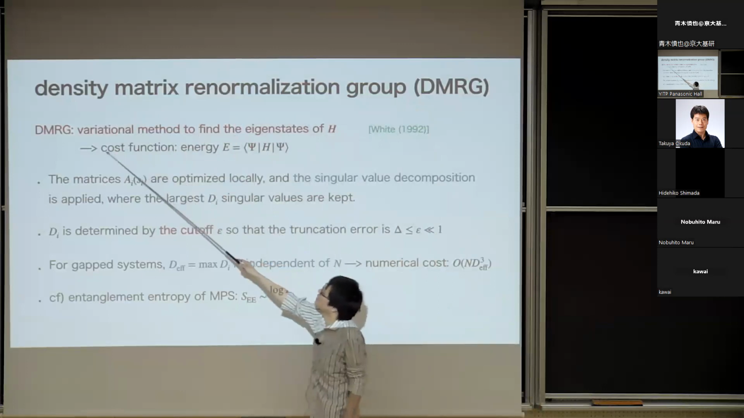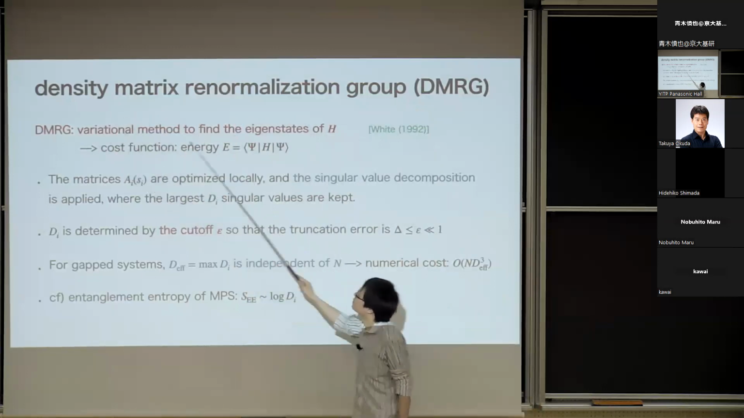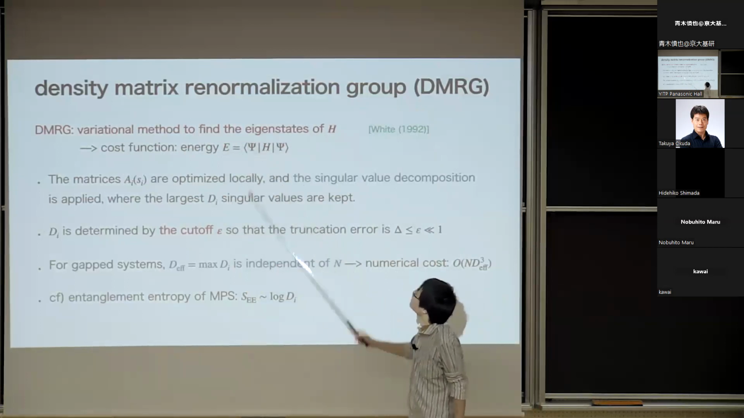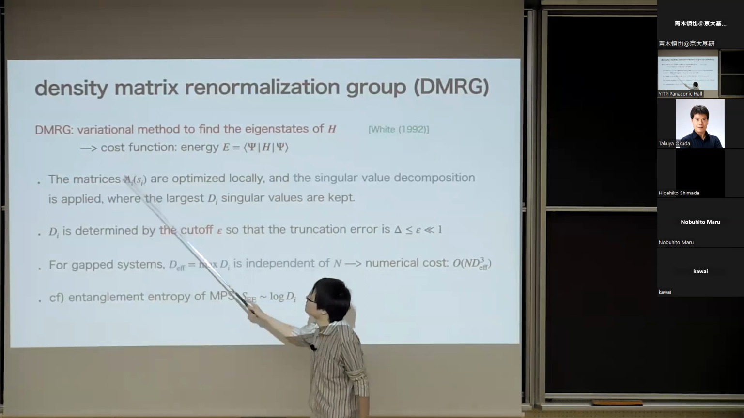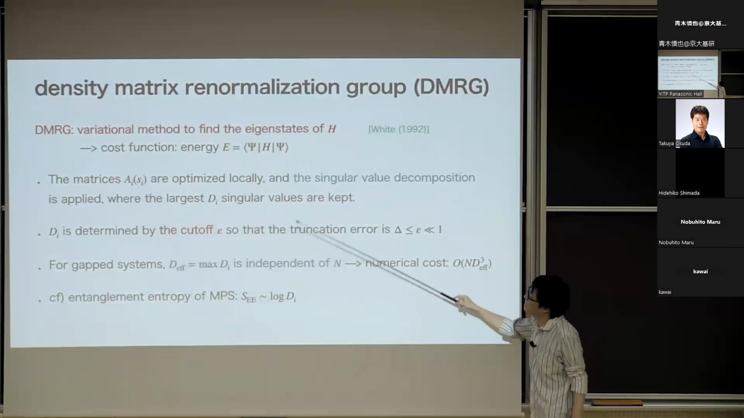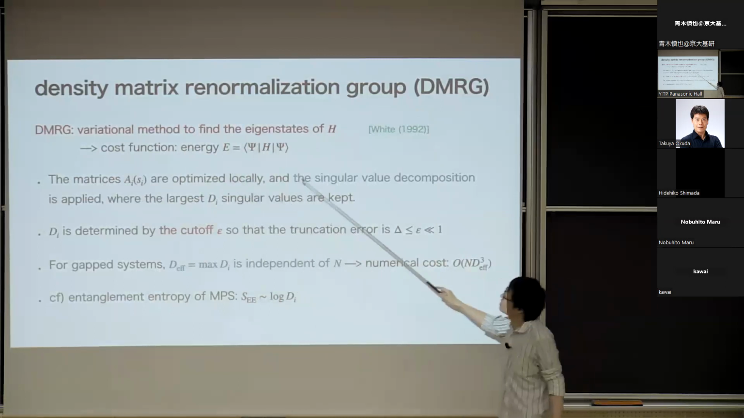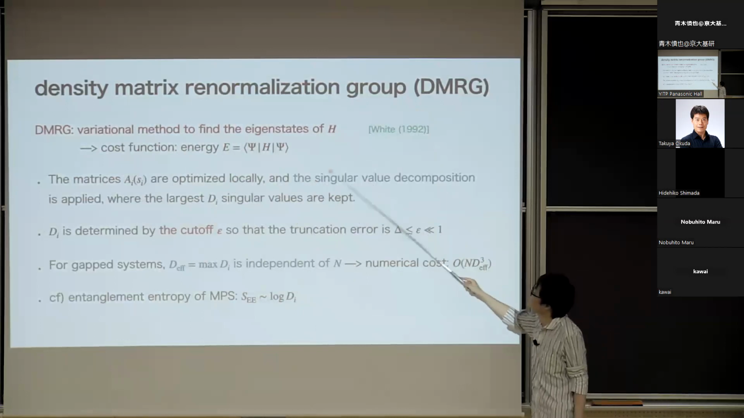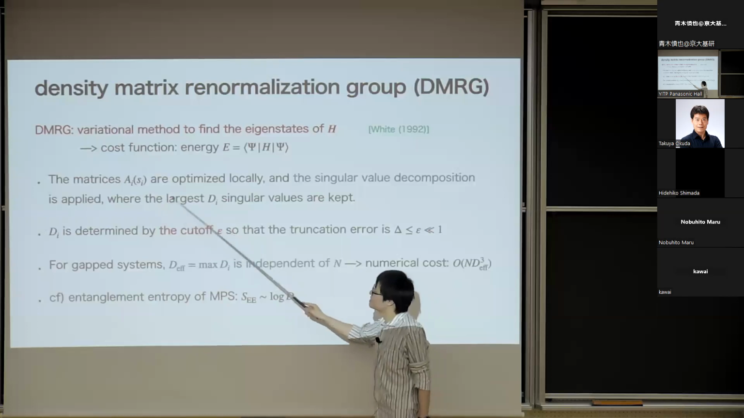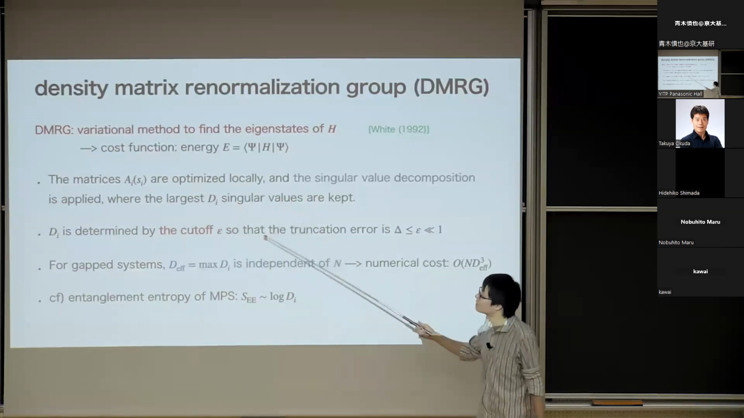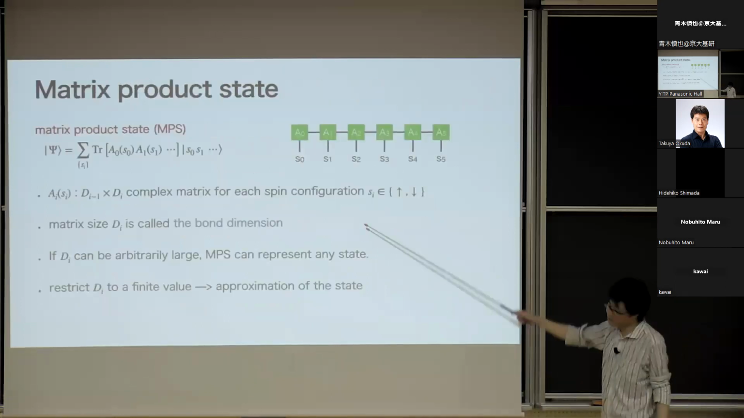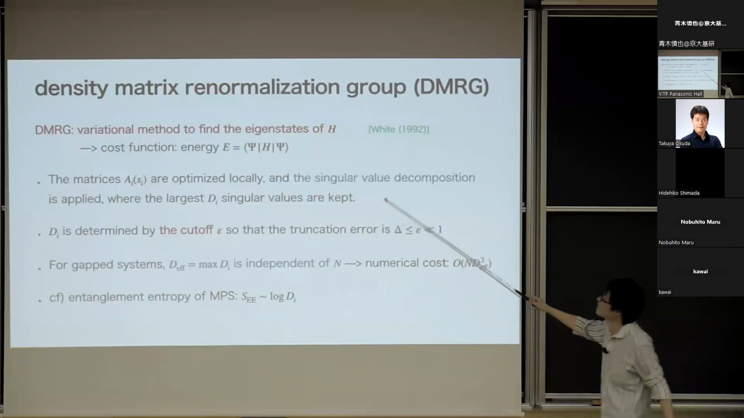In this variational algorithm, we use a cost function, this energy. It is an expectation value of the Hamiltonian. In this algorithm, the matrices A are optimized locally. And in this local optimization, we apply the singular value decomposition. In this decomposition, only the largest of the singular values are maintained. So the matrix size, or bond dimension D, is determined by this singular value decomposition.